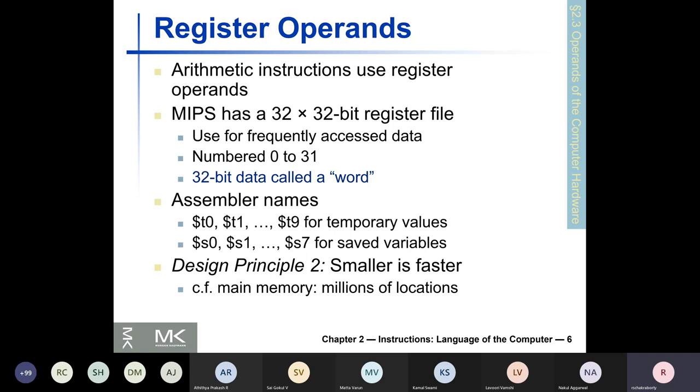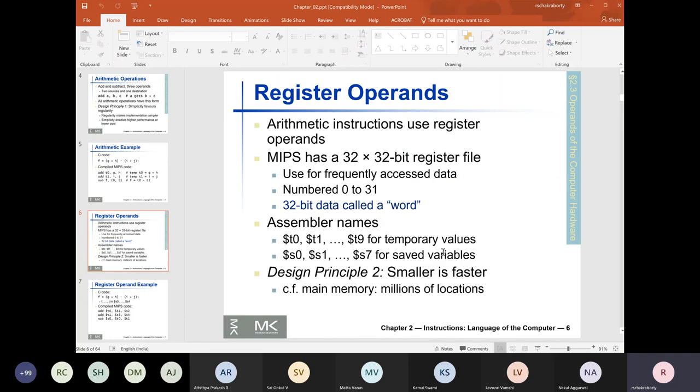Now let me project another document. This document I have already uploaded in a zipped folder on MIPS, on Moodle. It is called the MIPS quick reference. Let me share it so that I can show you the naming conventions.